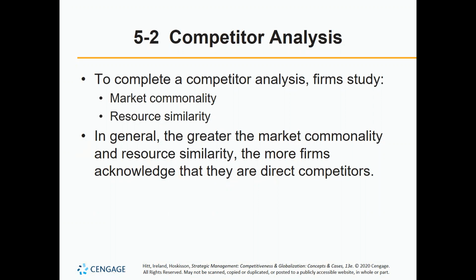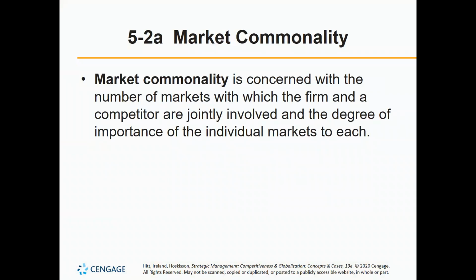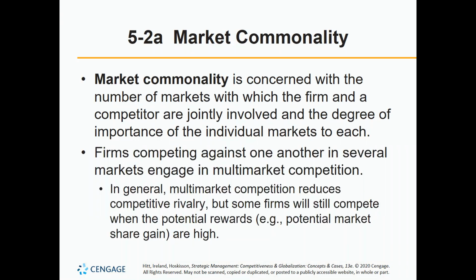So to complete a competitor analysis, firms study market commonality and resource similarity. In general, the greater the market commonality and resource similarity, the more firms acknowledge that they are direct competitors, or perhaps rivals. Market commonality is concerned with the number of markets in which the firm and a competitor are jointly involved and the degree of importance of the individual markets to each. Firms competing against one another in several markets engage in multi-market competition.